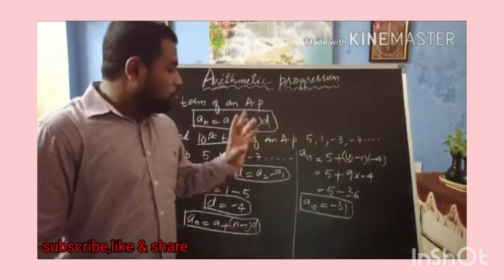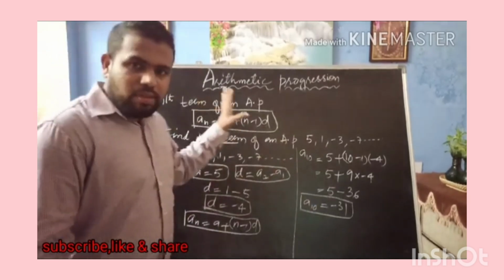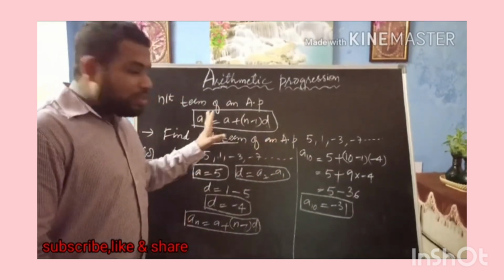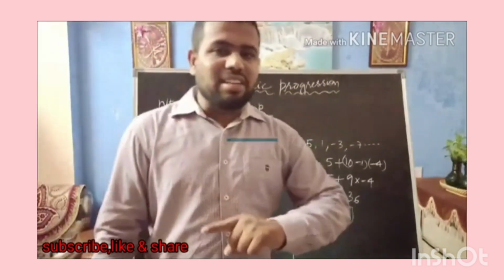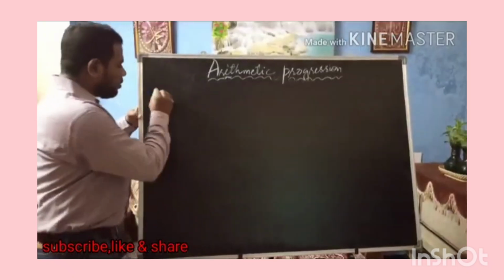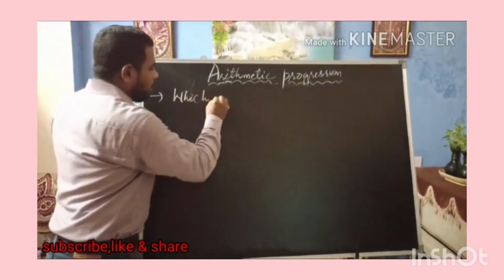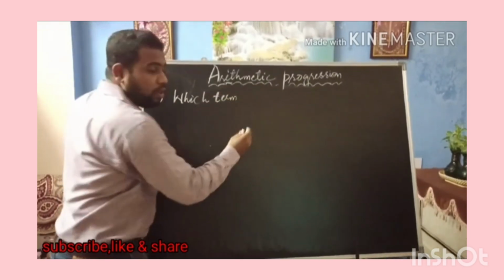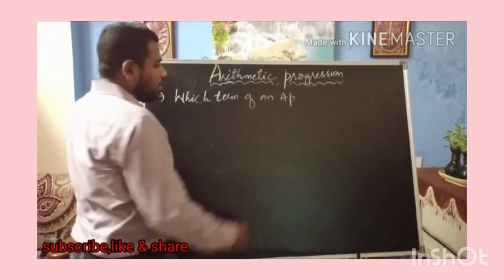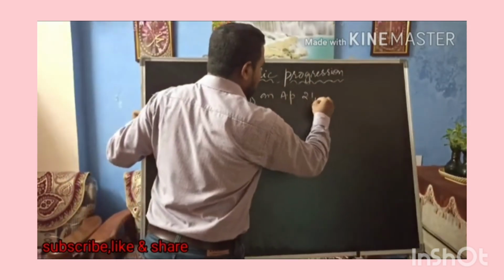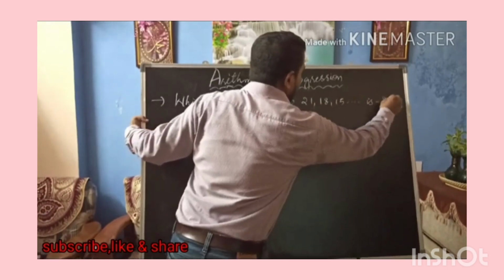I'm going to solve a few more questions related to this formula, which is known as the nth term in an AP, that is An equals A plus N minus 1 into D. And remember, the nth term is also known as the general term. The next question, I'm going to write on the board: which term of an AP, with the series 21, 18, 15 and so on, is minus 81.